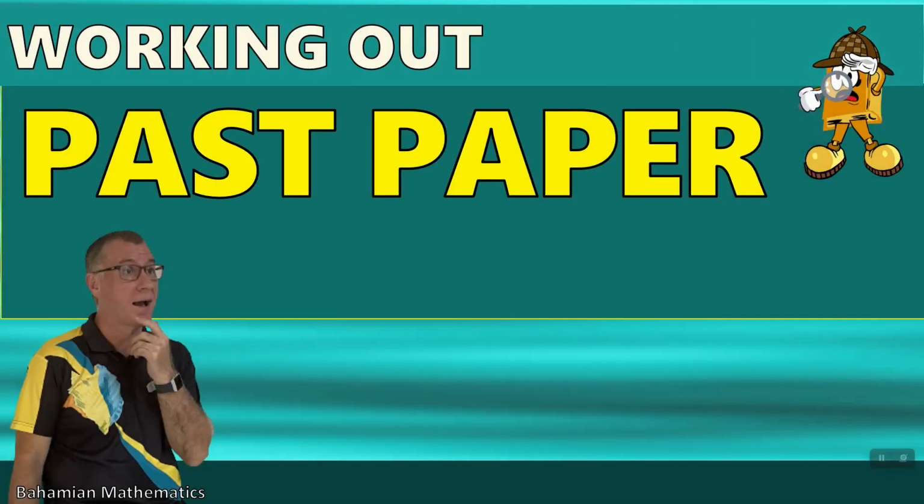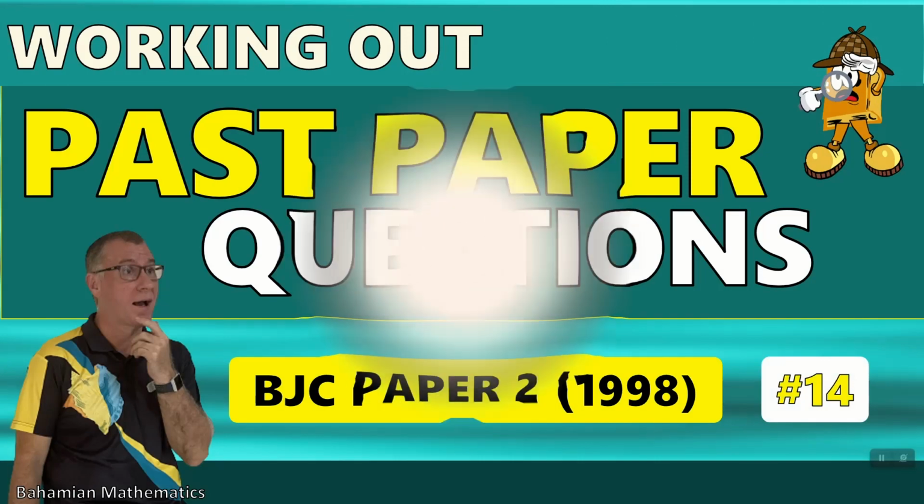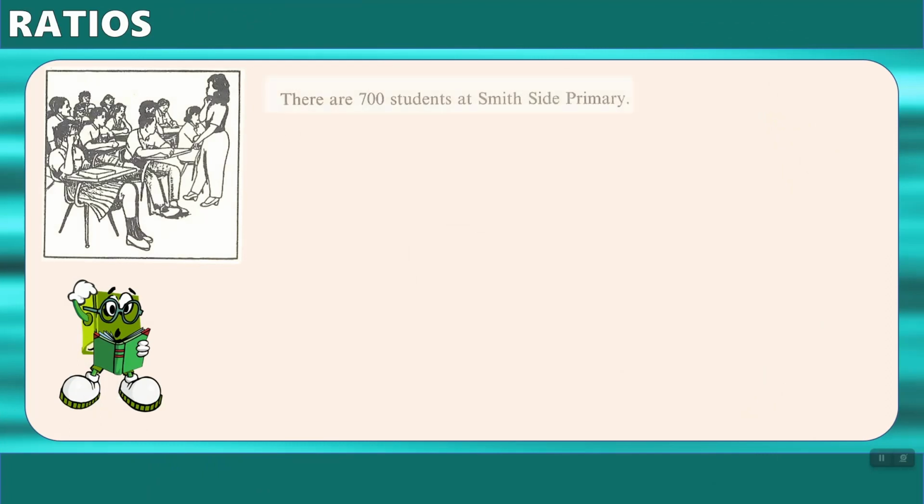Today we will be working out past paper questions. And today's question is BJC Paper 2, 1998, question number 14. This question is a ratio question, and let's see what it says. There are 700 students at Smithside Primary. The number of boys to girls is in the ratio of 3 to 2.